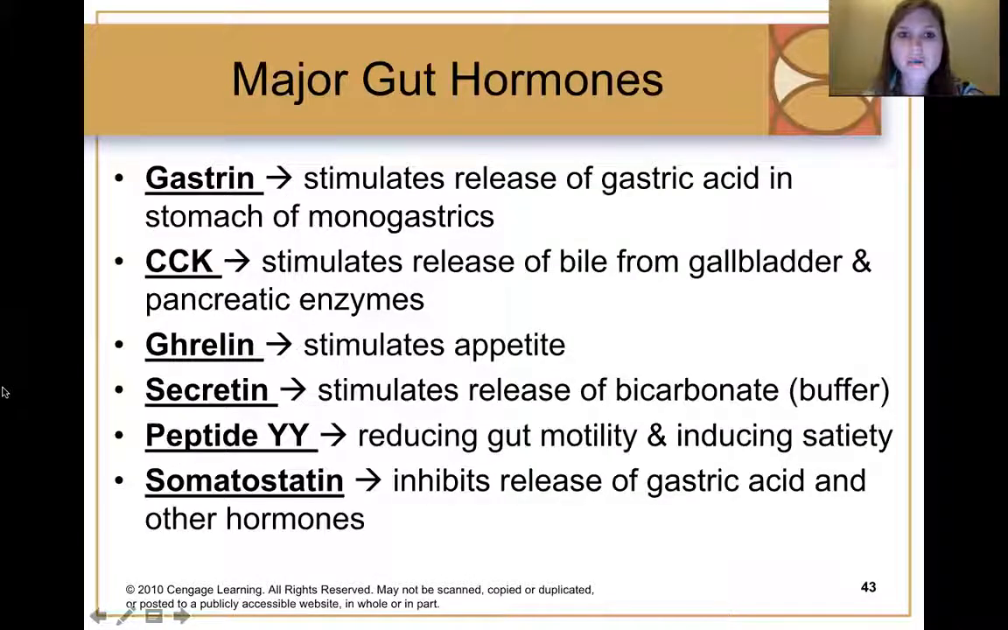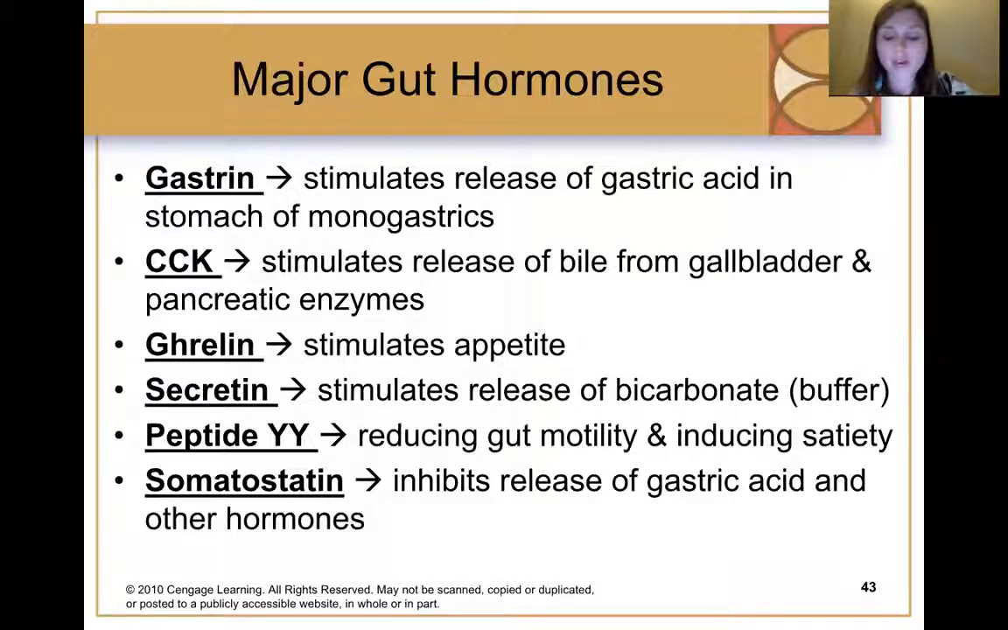So just a little bit about the major gut hormones. You have gastrin, which stimulates the release of gastric acid in the stomach of monogastrics. We talked about how hydrochloric acid and gastric acid are produced to start digestion. CCK, which is cholecystokinin, but you just need to know it as CCK for this class. I'm not going to ask you to remember the term. That stimulates the release of bile from the gallbladder and the release of pancreatic enzymes. Ghrelin stimulates appetite. Secretin stimulates the release of a bicarbonate buffer.